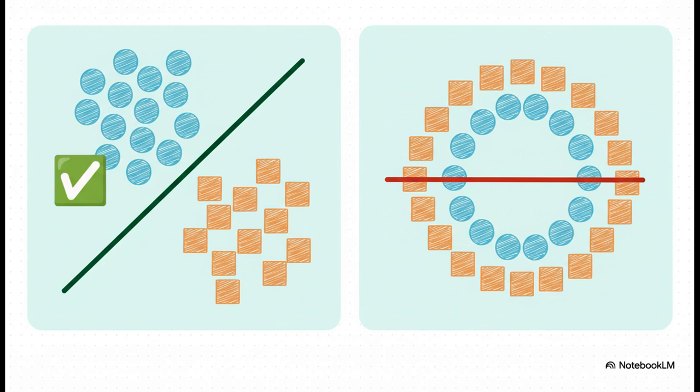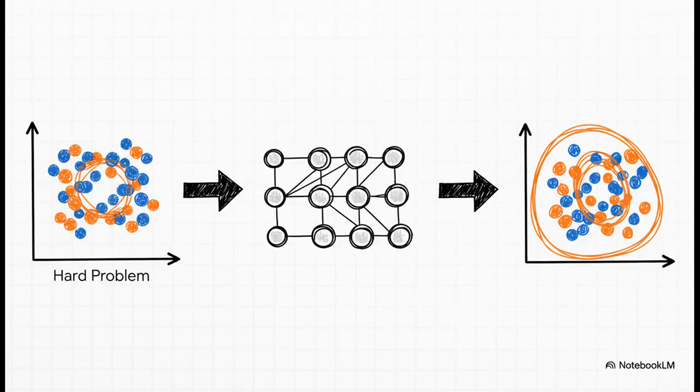A single neuron is like having one perfectly straight ruler. It can only solve problems by drawing one straight line to separate things. We call these linearly separable problems. But most real-world problems, they're messy, they're complicated, they're non-linear. No single straight line is ever going to solve them. So what's the solution? Well, if one neuron can draw one line, what happens if we add more?